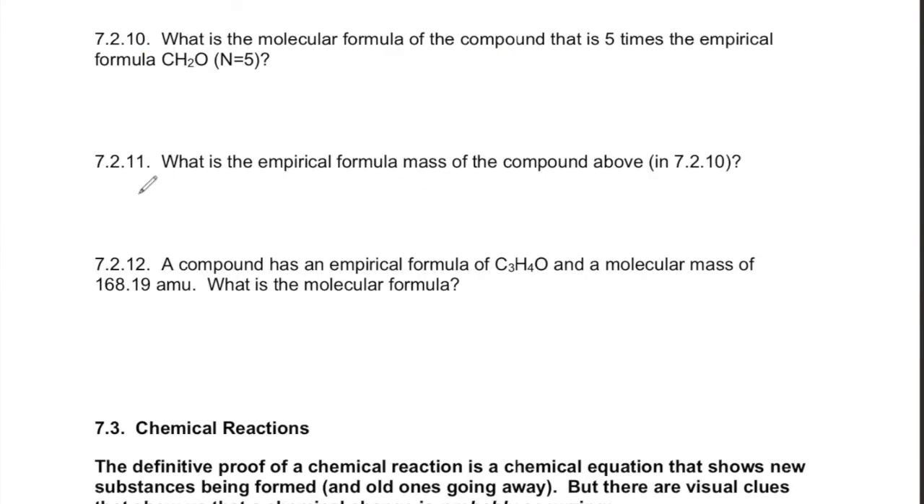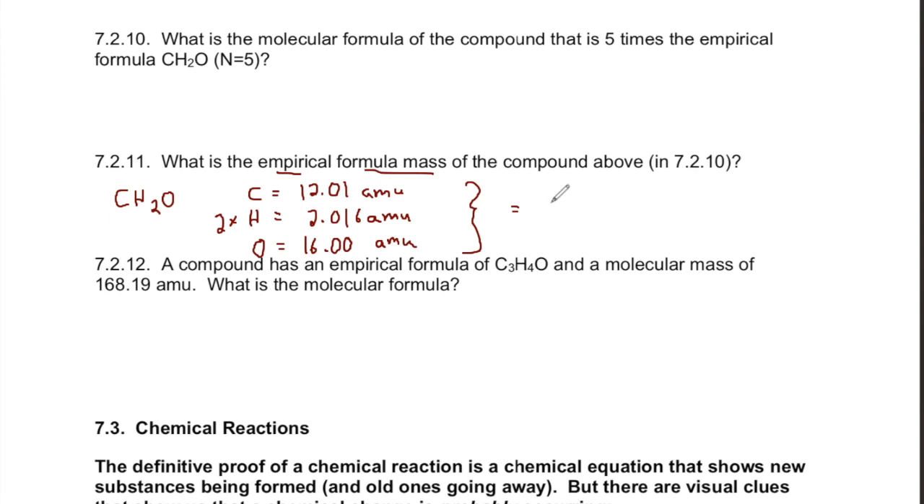So here is just a little practice getting the formula mass of the empirical formula. So we want to know what's the mass of CH2O so that we can figure out that the molecular formula is 5 times as big or 6 times as big. And if we add all of these, we come out with a formula mass of 30.03 AMUs for the whole formula of CH2O.